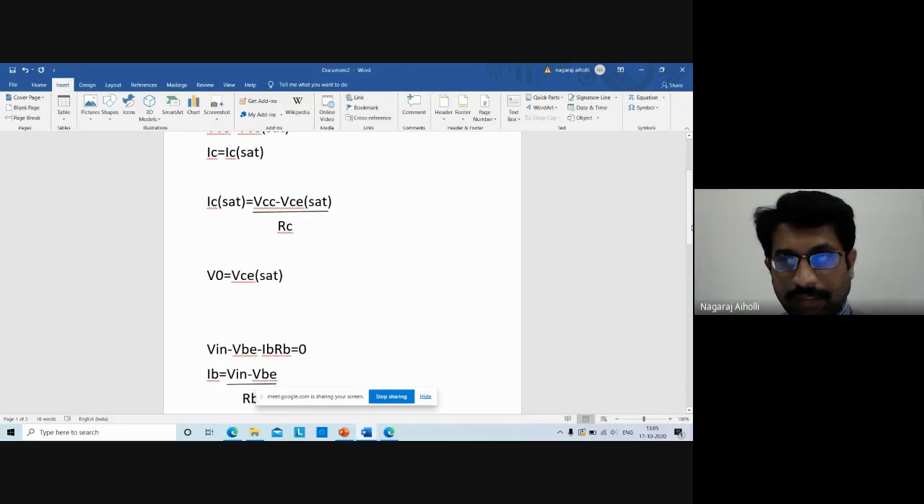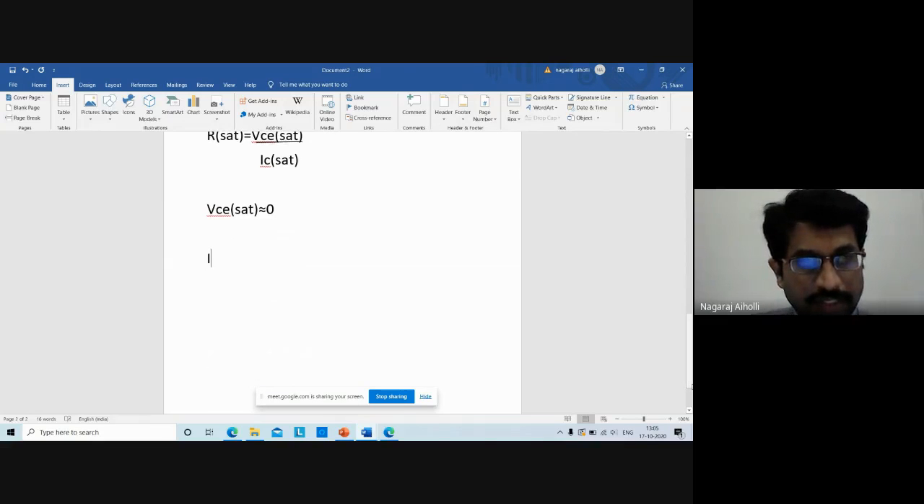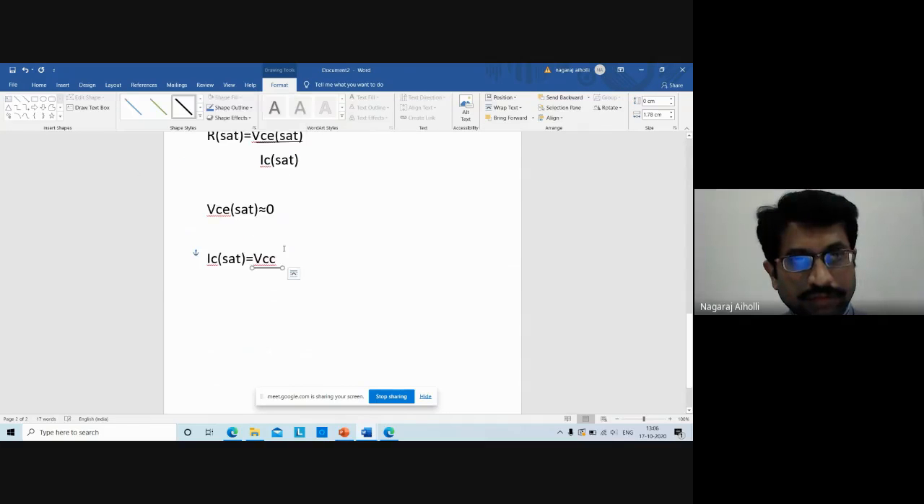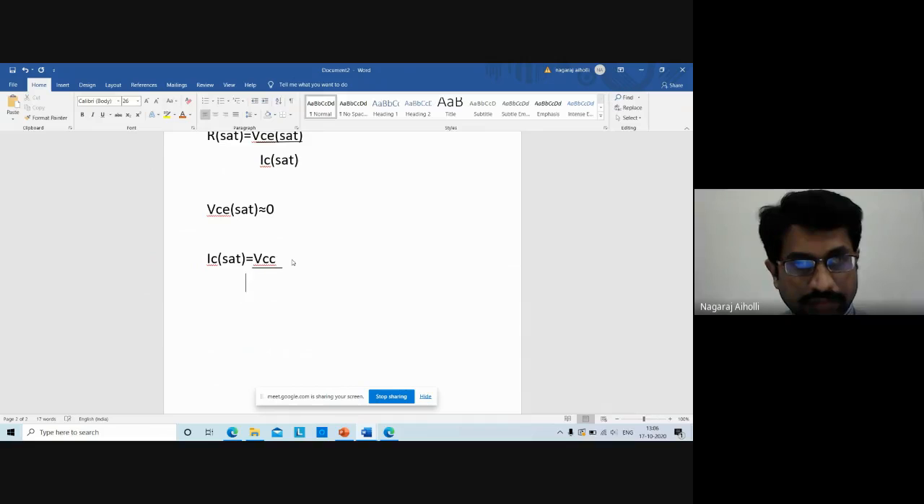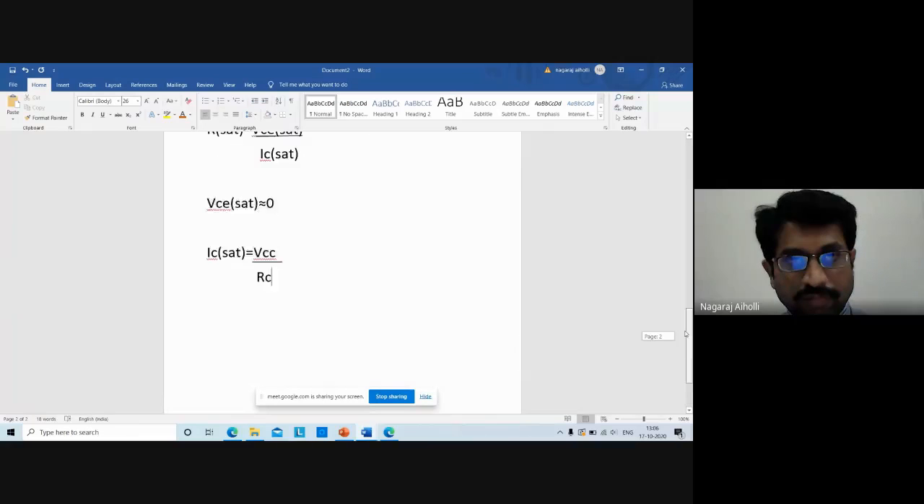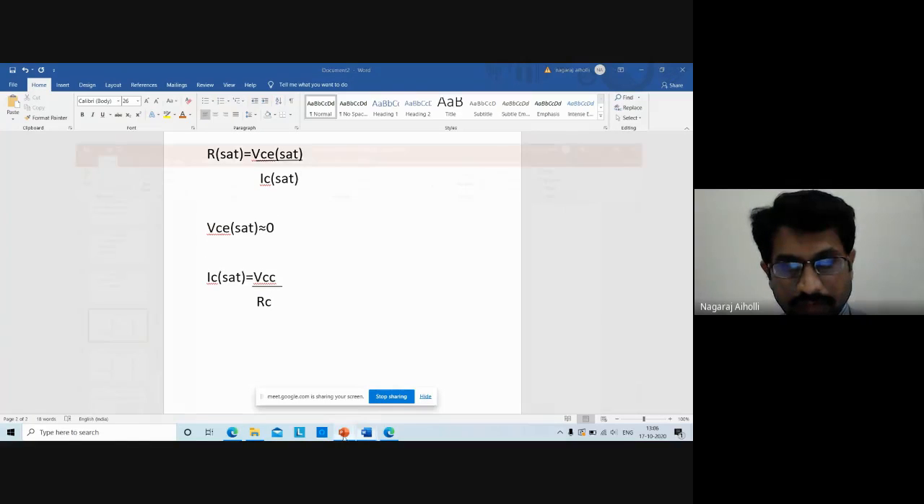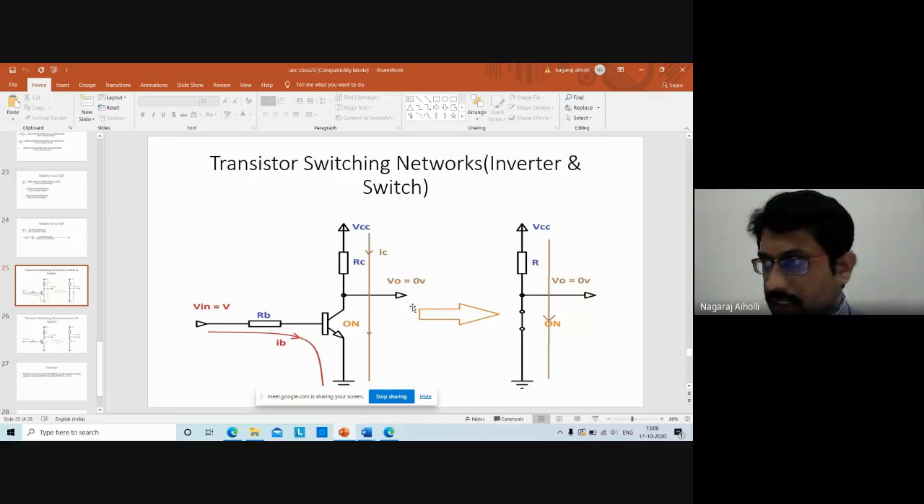That is, IC saturation will be simply VCC divided by RC. And if we look into this circuit, VCE is 0. What is the output voltage, or what is VCE? VCE is 0 volts, or the collector voltage is 0 volts, correct? For Vin equal to V, it is an inverter circuit. If Vin is equal to V, the output is equal to 0: an inverter circuit, a NOT gate.